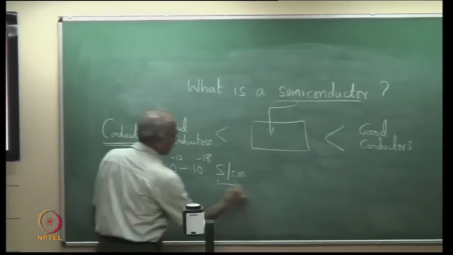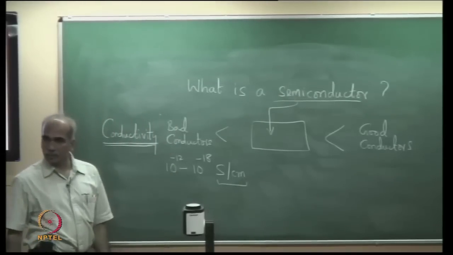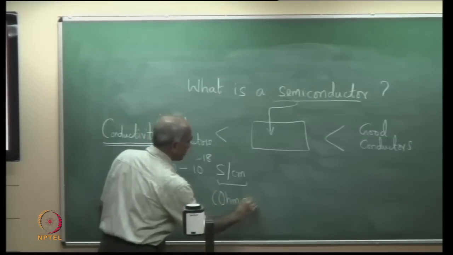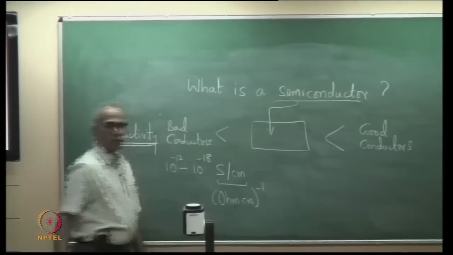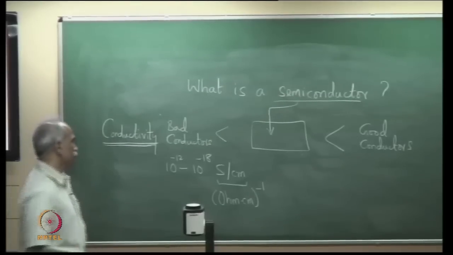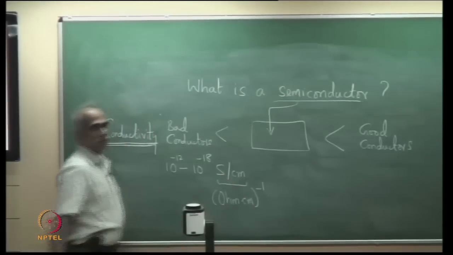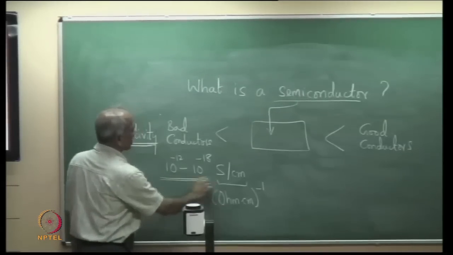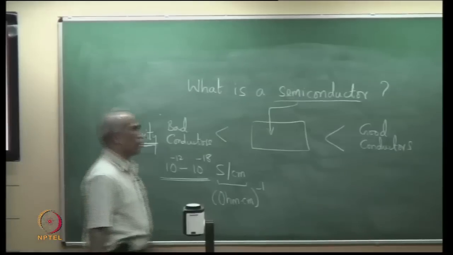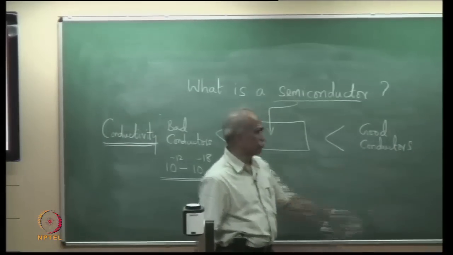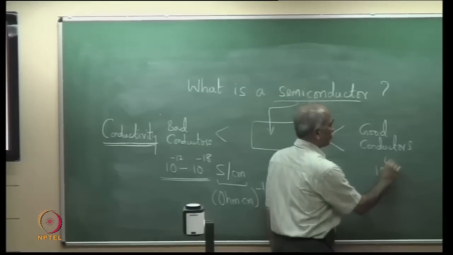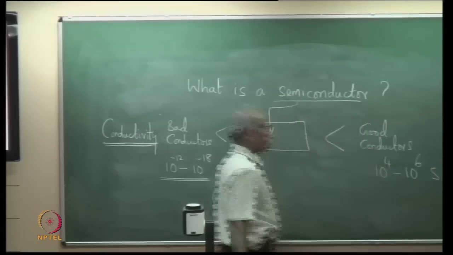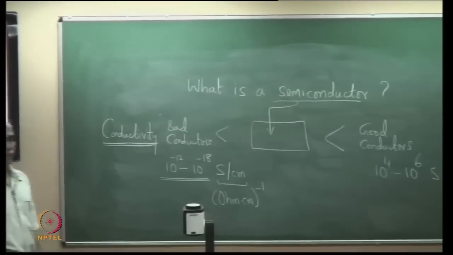Conductivity is the inverse of resistivity, so this is basically ohm centimeter inverse, Siemens per centimeter. So bad conductors or insulators typically have conductivity in this range. And what is the conductivity of good conductors? Typically 10 power 4 to 10 power 6 is the conductivity of good conductors, metals.